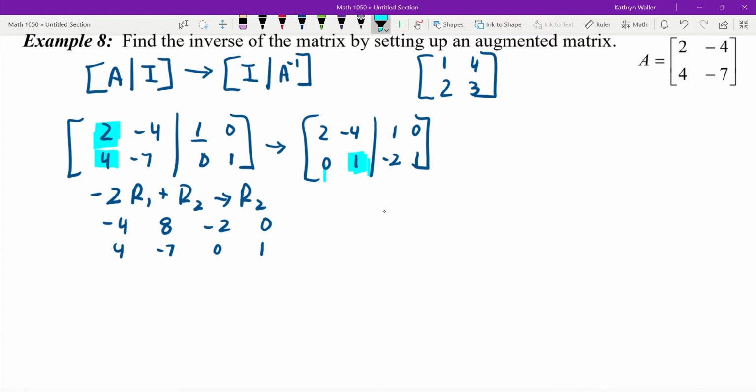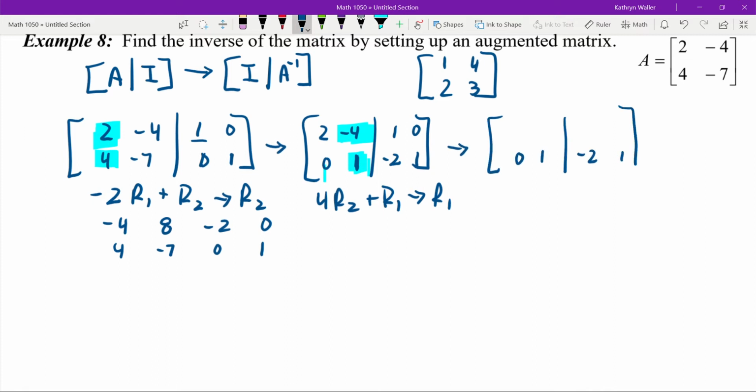Okay, so now I'm moving to the -4. I need that -4 to be a 0. So I'm going to multiply the 1 by a 4 and add them together. So I'm going to go 4 times row 2 plus row 1 becomes my new row 1. So row 2 doesn't change. Multiply row 2 by 4 and you get 0, 4, negative 8, 4. Put row 1 underneath it. Add those together and you get 2, 0, negative 7, and 4.